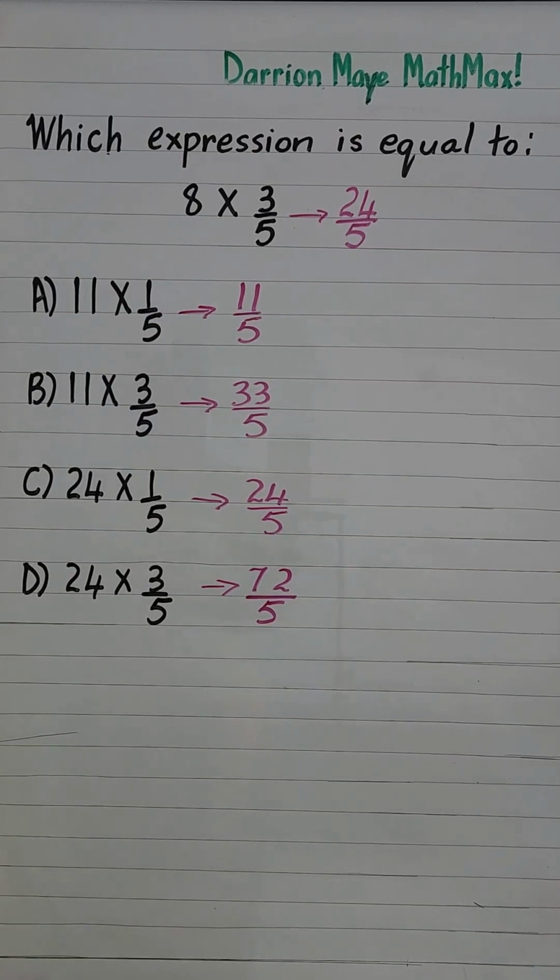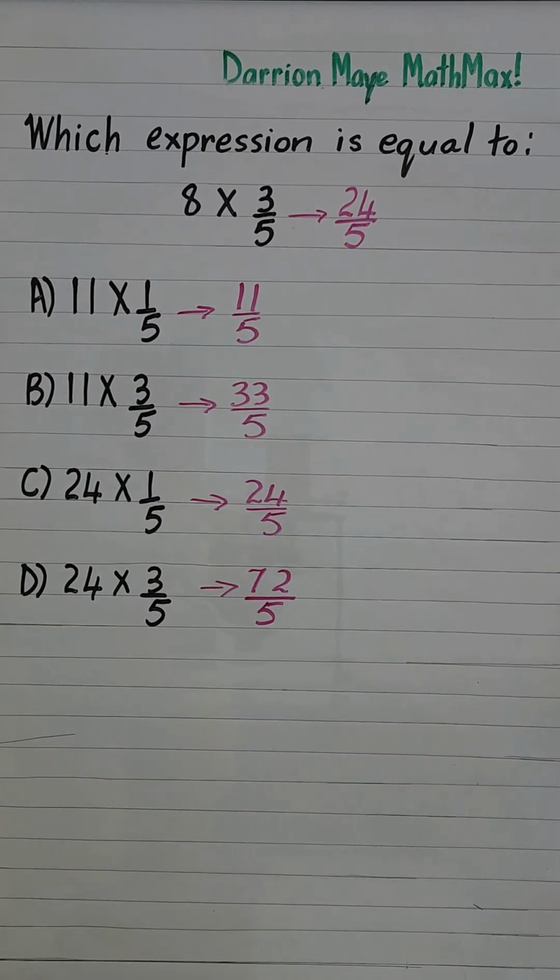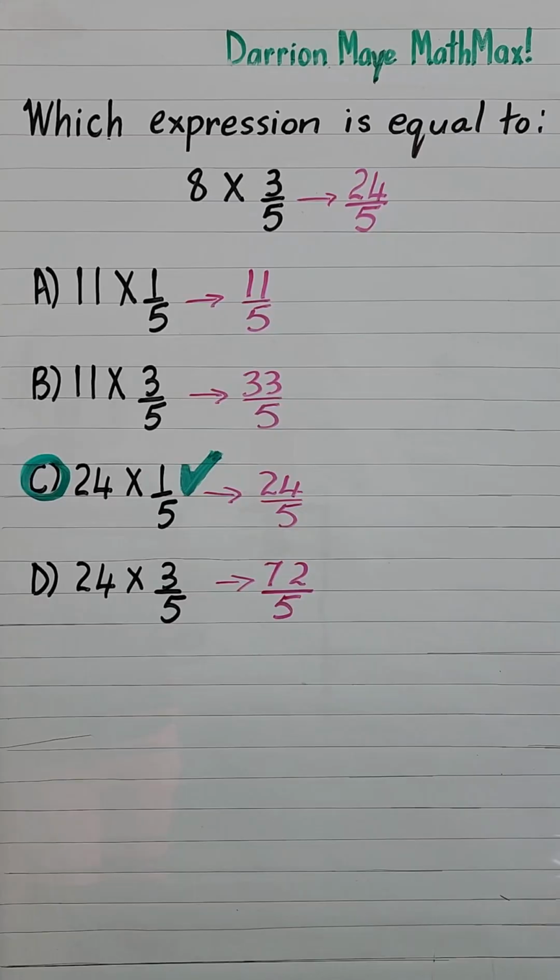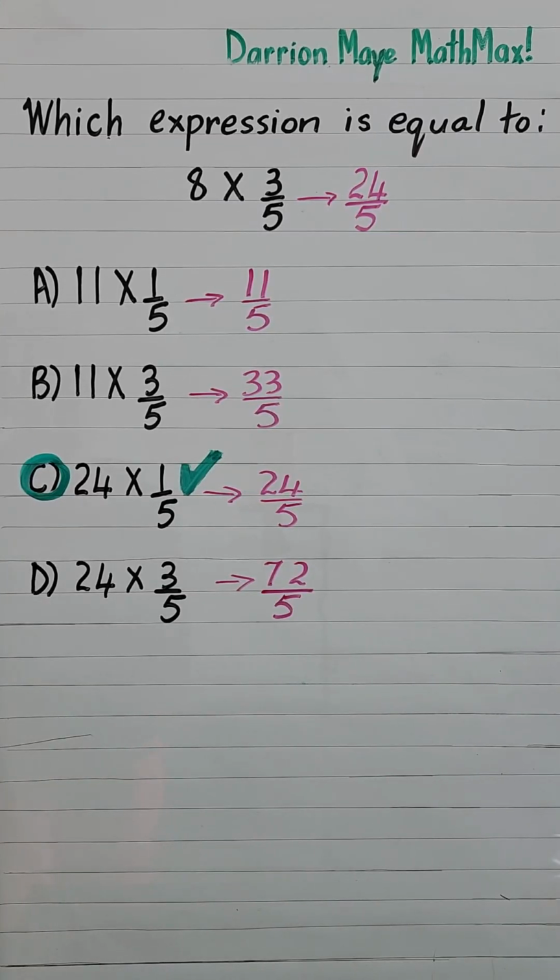And as we can see, 8 times 3/5 is equal to 24 times 1/5. So 8 times 3/5 is 24 over 5, and 24 times 1/5 is 24 over 5. So let's place our check next to option C.